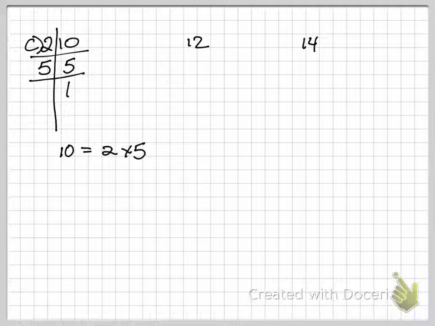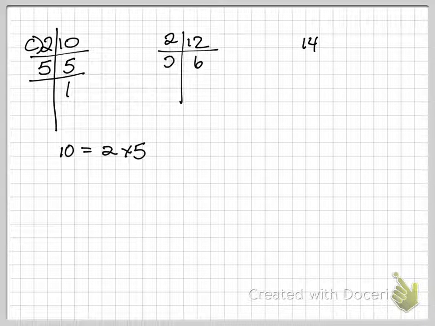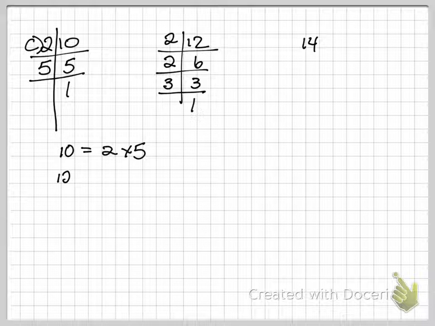Let's do the same thing for 12. 12 divided by 2 is 6. 6 divided by 2 is 3. 3 divided by 3 is 1. I'm at a 1, so I can stop. So my prime factorization for 12 would be 2 times 2 times 3.